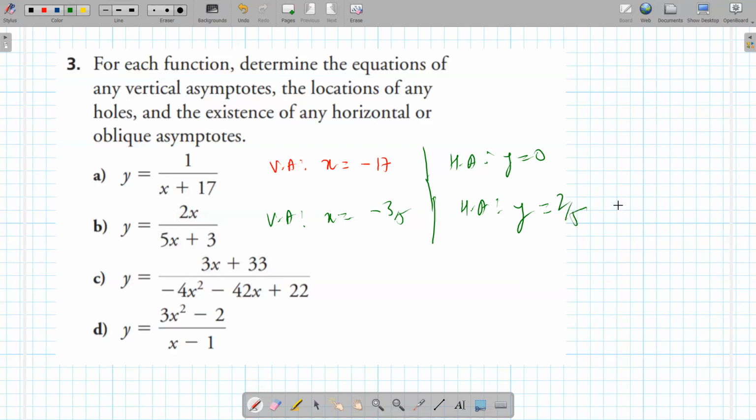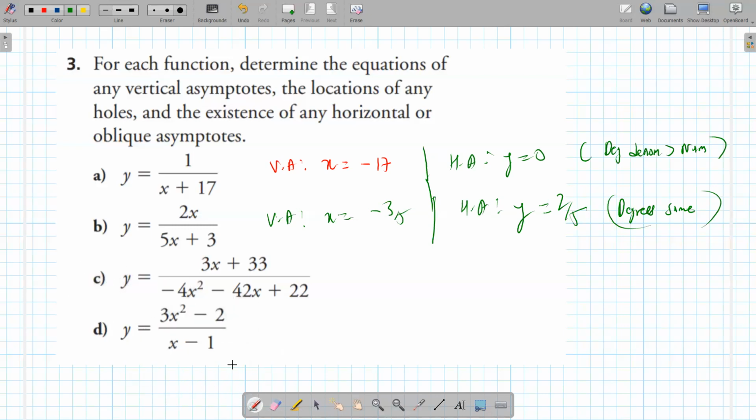So it's going to be at y = 2/5, because the degrees are the same, right? Same degrees, you've got to take the ratio. In part A, the degree in the denominator is higher, that's why it's y = 0. Whenever the degree of the denominator is greater than the numerator, you would have y = 0 as the horizontal asymptote. If the degrees are the same, like in this case, 1 and 1, it's going to be at 2/5. And if the degree in the numerator is higher, then there is no horizontal asymptote, which we'll do in part D. Actually, I think you can do part C.